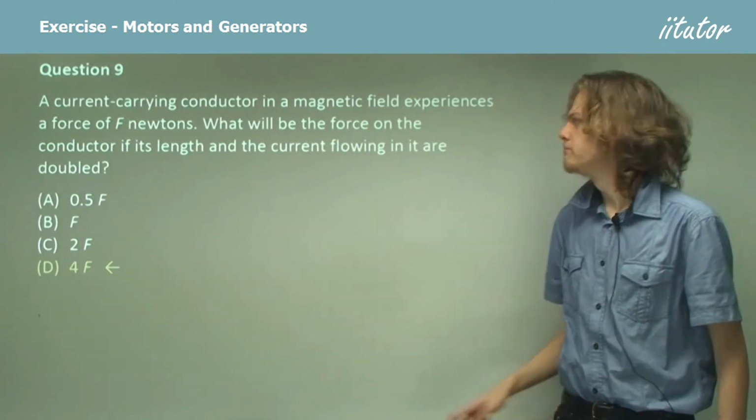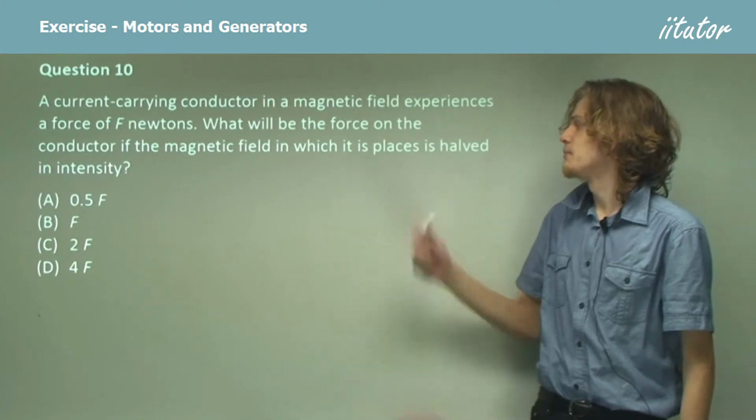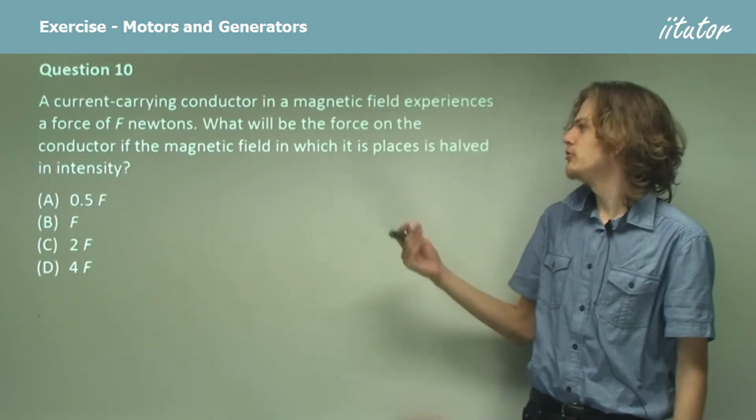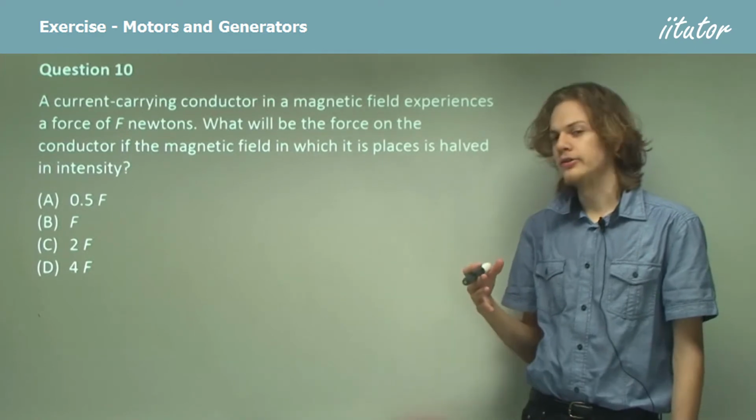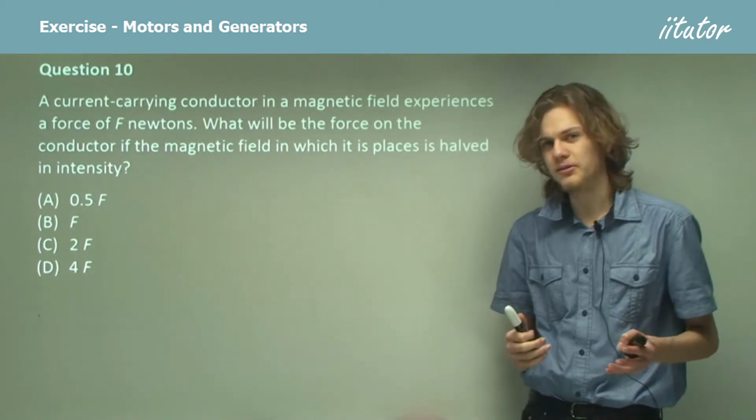All right, next question. Question 10. A current carrying conductor in a magnetic field experiences a force of F newtons. What will be the force on the conductor if the magnetic field in which it is placed is halved in intensity?